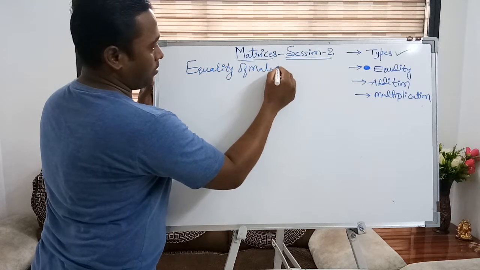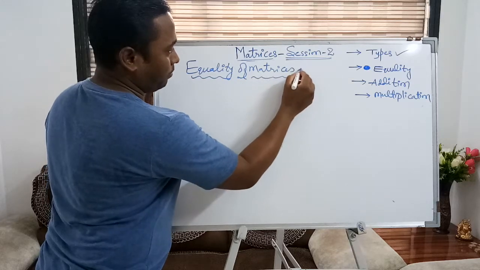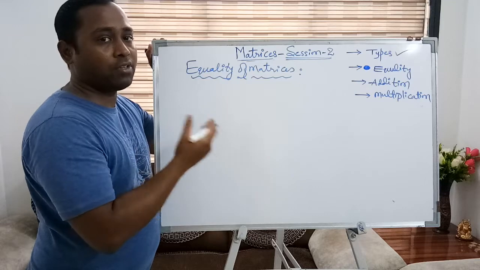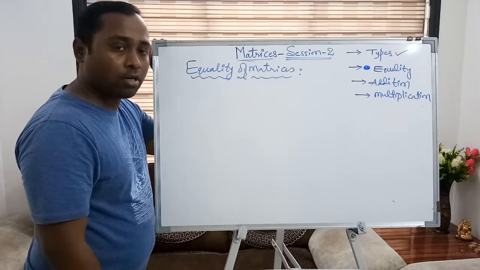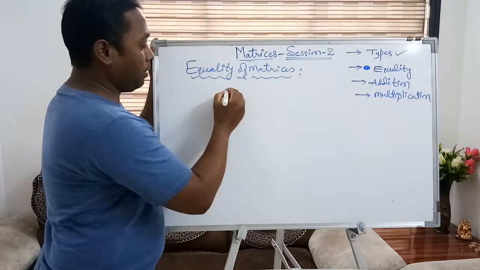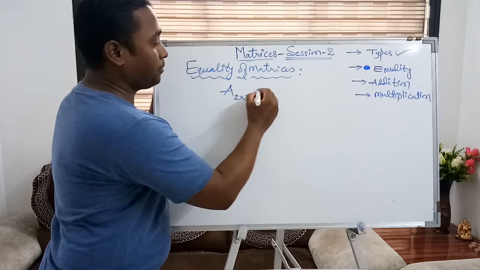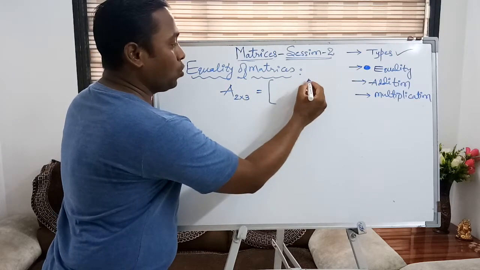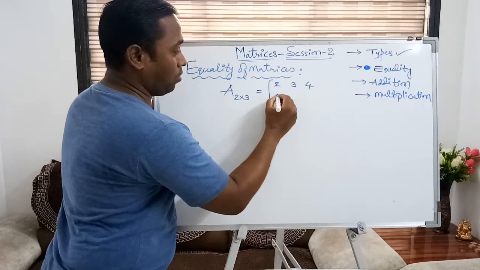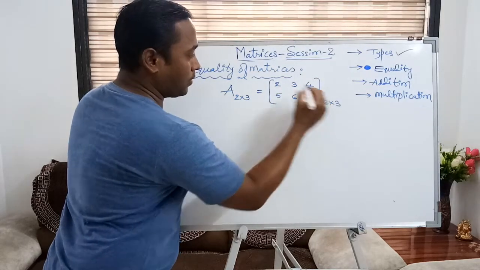What thought comes to your mind? If two or more matrices have the same order, then they can be equated. It means that if a matrix's order is 2 by 3, 2 by 3 means 2 rows and 3 columns: 2, 3, 4, 5, 6, 7. So it's a 2 by 3 matrix.